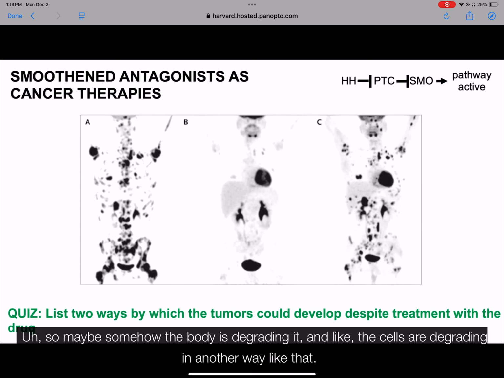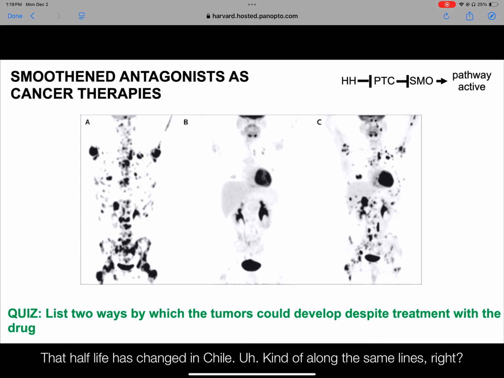So maybe somehow the body is degrading it, and the cells are degrading it another way, like that half-life has changed, potentially. Yeah.